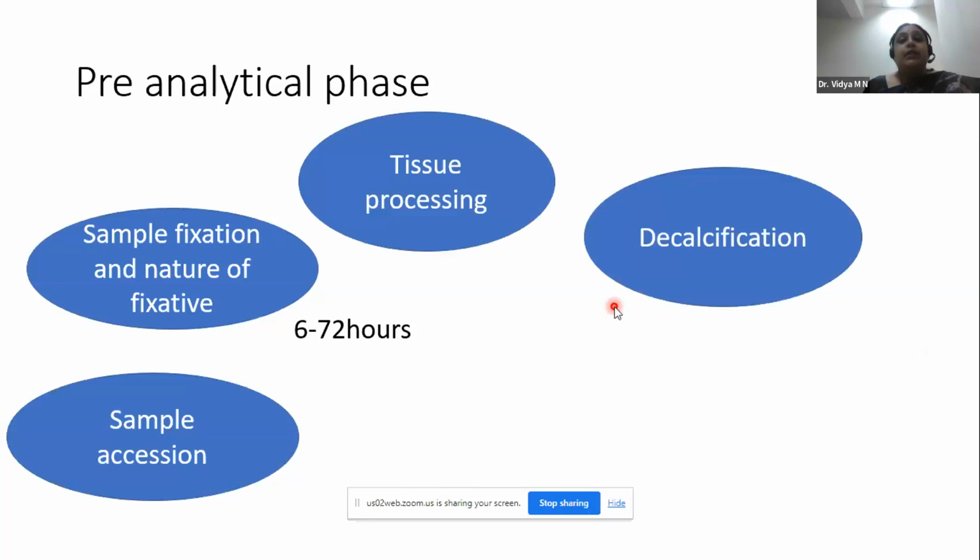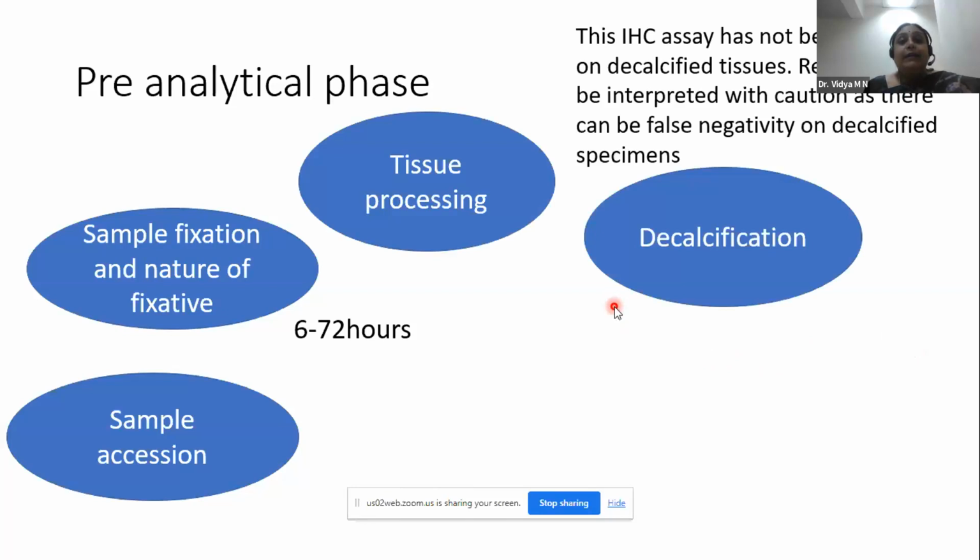Decalcification is something that is going to hinder the IHC results. So you need to validate your decalcified tissues also whenever you start your IHC test in your lab. It could be manual or your automated assays, but definitely please keep in mind that decalcification and decalcified tissues should be made part of your validation protocols, because here we do not know which antibody is going to work, and what assay optimization we need to do specifically for these decalcified tissues.